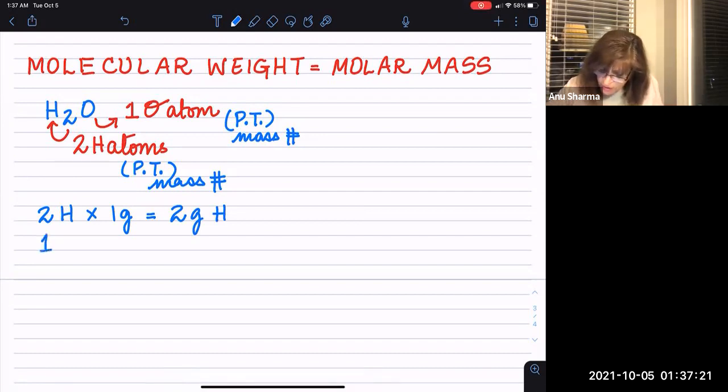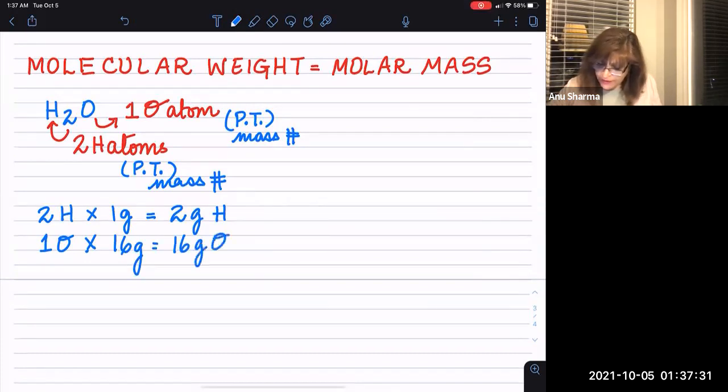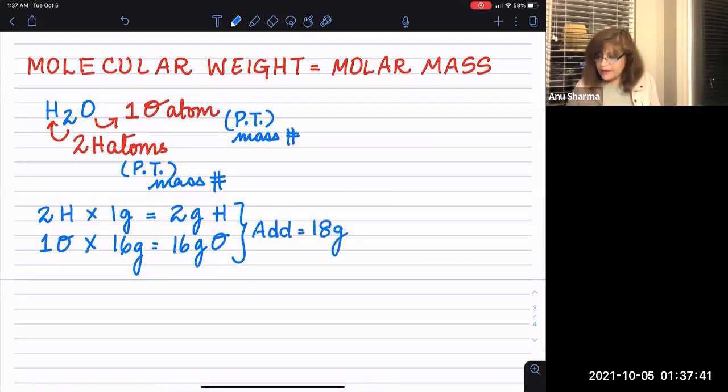Oxygen, there is only 1 oxygen, and the weight of oxygen is 16 grams. It's 15.99, but you can make it 16. So 16 grams of the total weight is coming from oxygen, and when you add, this comes out to be 18 grams.